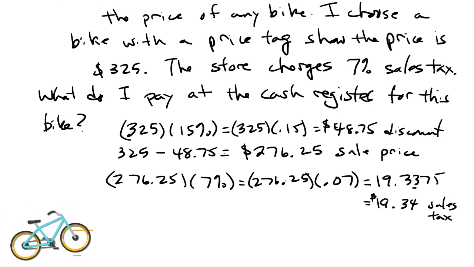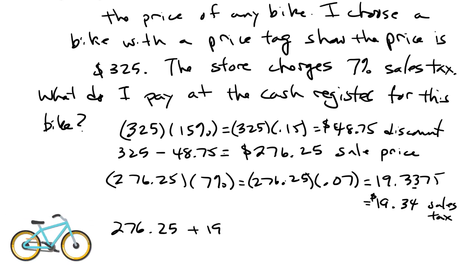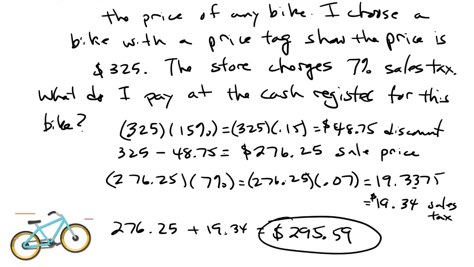Now I have to take the sales tax and add it back to what the cost of the bike is on sale. So I have to take $276.25 and add the $19.34 sales tax. And when I do that, I get $295.59. That's what I would pay at the cash register. Okay.